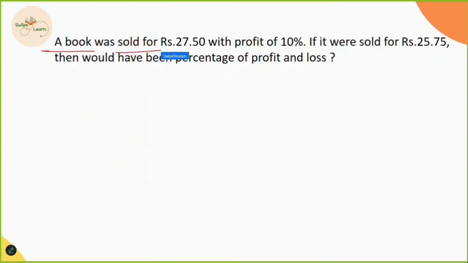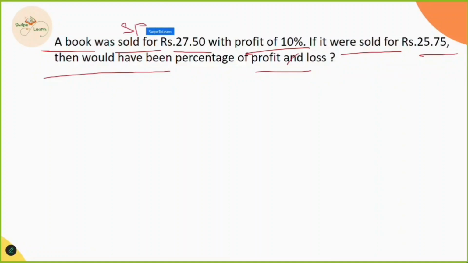A book was sold for 27 rupees and 50 paise with a profit of 10%. If it was sold for 25.75, then what would be the percentage of profit or loss? Okay, sold means SP, and the profit percentage is given. And again, it says sold, that means again SP is given, and they're asking us to find either the profit or loss percent.